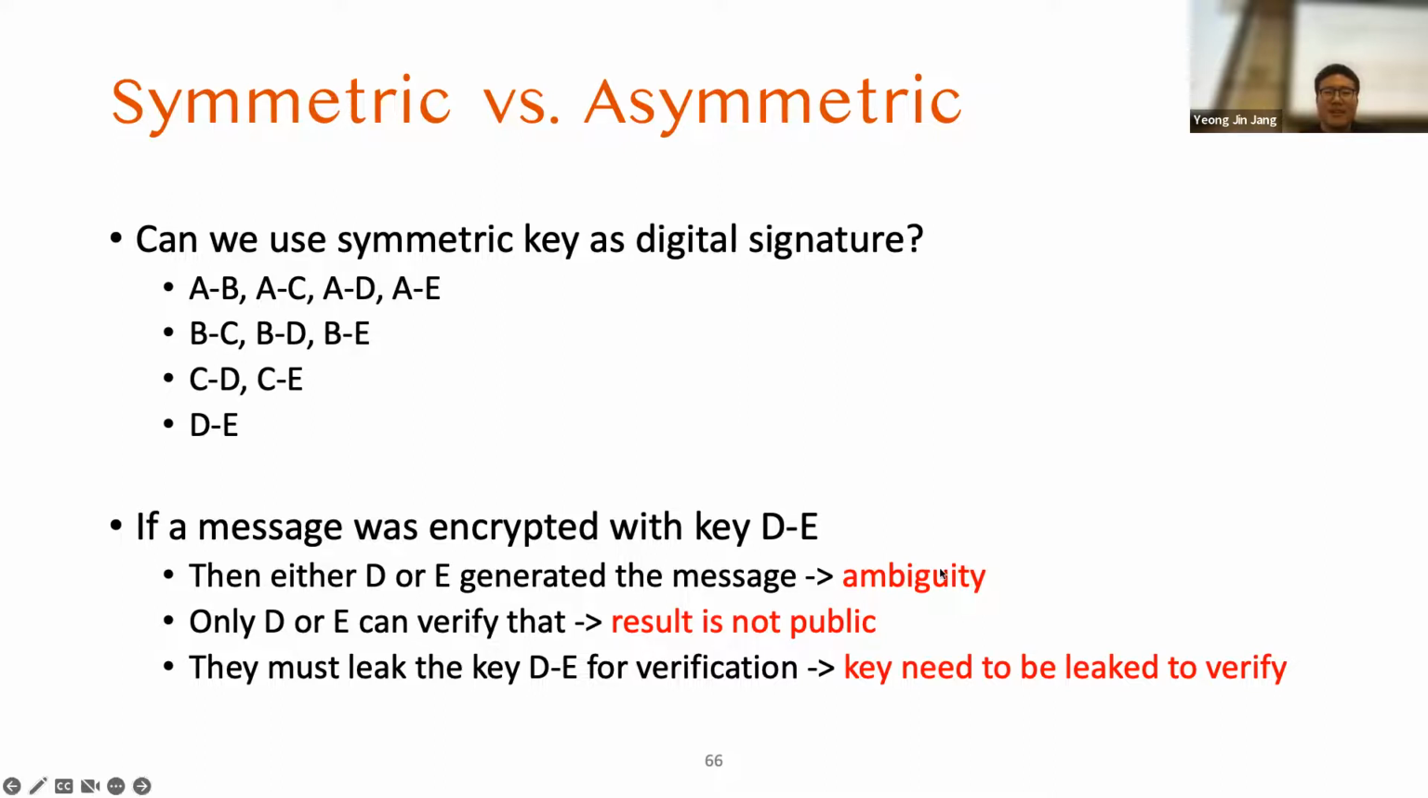There is an ambiguity. And even if a message was encrypted with the DE key, only D or E can verify that. The public cannot verify the result. To verify whether the message was encrypted with the key or not, we need to leak the key. Then if we leak the DE key for the verification, we need to generate another key. So there are a lot of inconveniences.